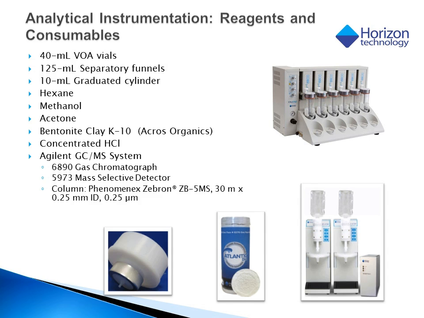Reagents and materials are listed in this slide, as well as the analytical instrumentation. In this case, an Agilent 6890 GC with 5973 mass selective detector. The GC used the Phenomenex Zebron ZB-5MS column, 30 meters by 0.25 millimeter ID.